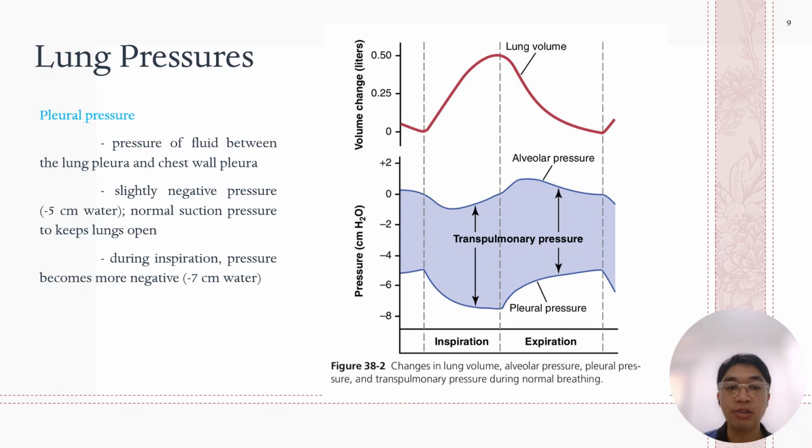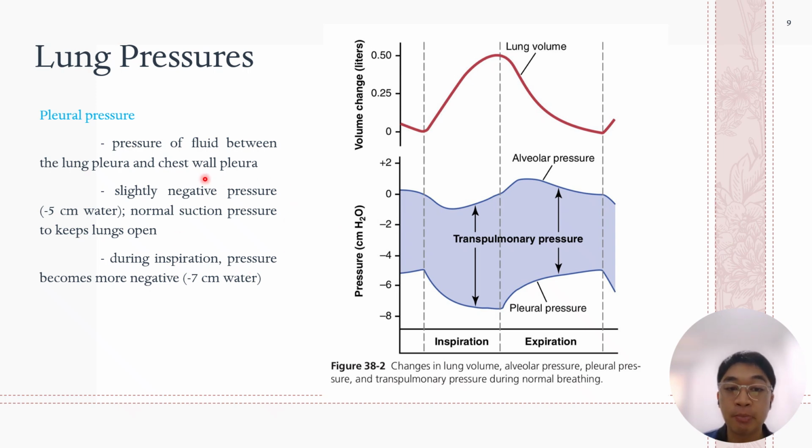Okay, so we're now done with the initial anatomy of the lungs. We now talk about the different lung pressures. The first pressure that I'd like to focus on is the pleural pressure. Take note of the diagram here, as I will be discussing it later on. First, the pleural pressure is defined as the pressure of the fluid between the lung pleura and the chest wall pleura.